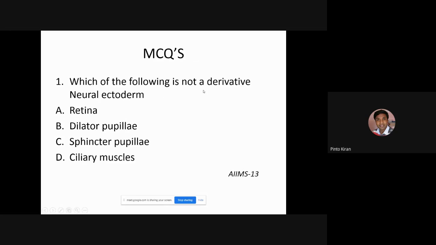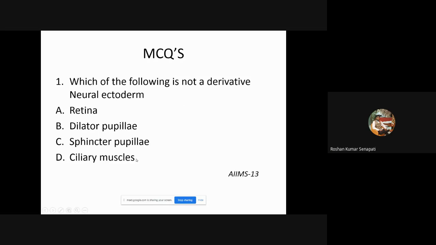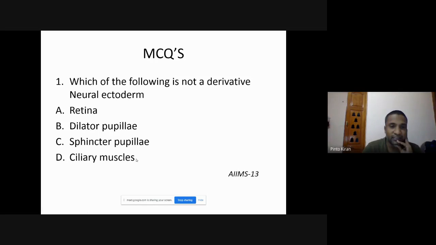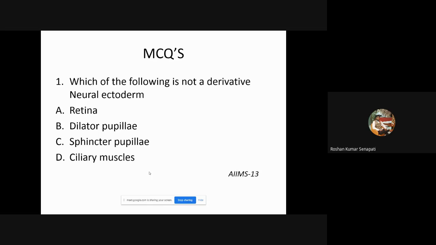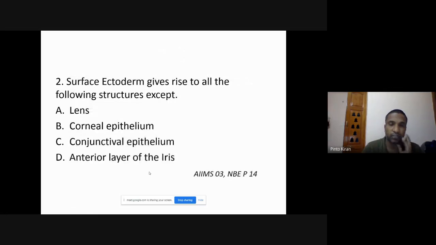Ciliary muscle. Yes, absolutely. Very good. So basically, ciliary muscle arises from neural crest. See, if you go in depth, it has two parts, right? One is the stroma and the epithelium. Epithelium arises from the neuroectoderm. Ciliary epithelium arises from the neuroectoderm, but the muscles arise from the neural crest. Okay.